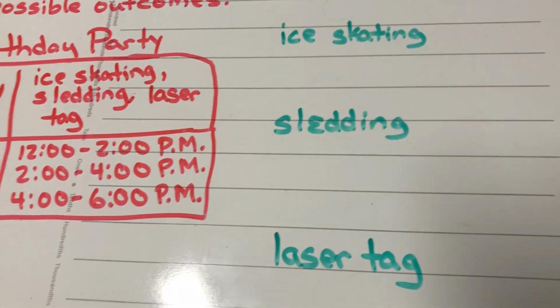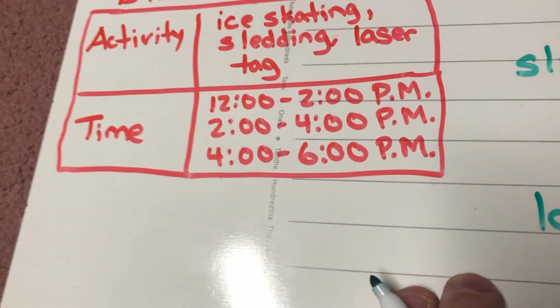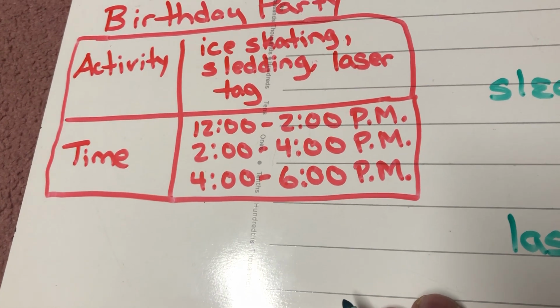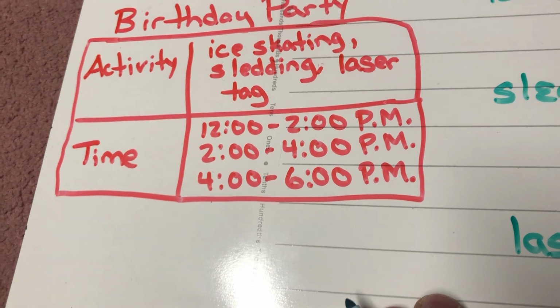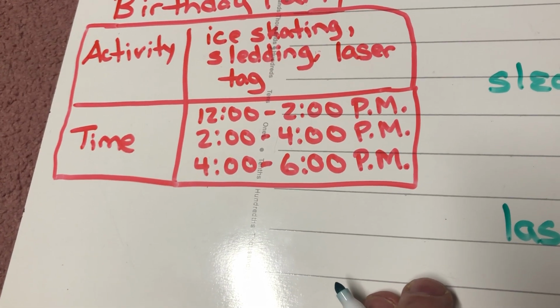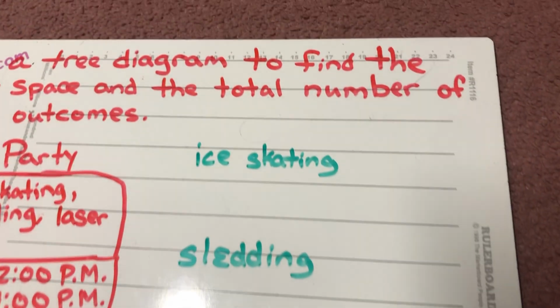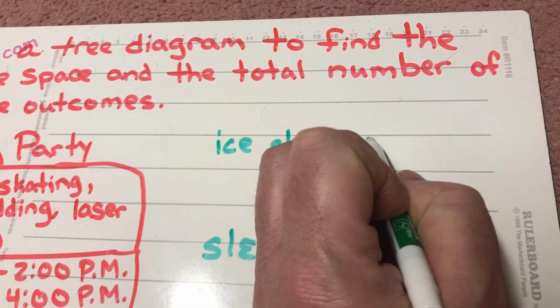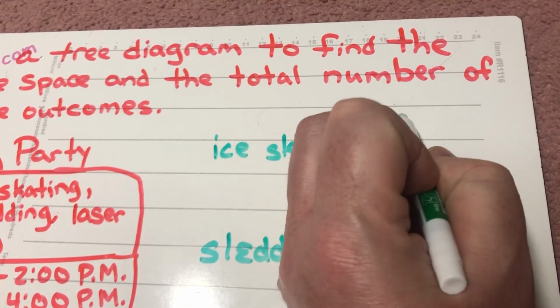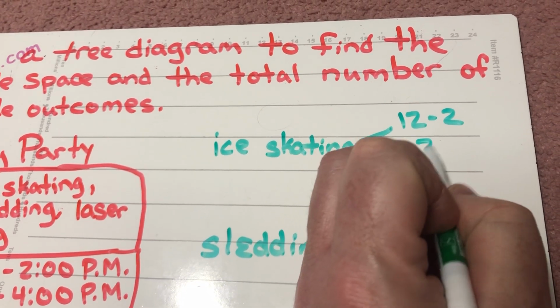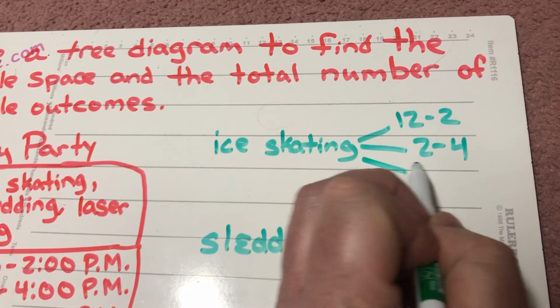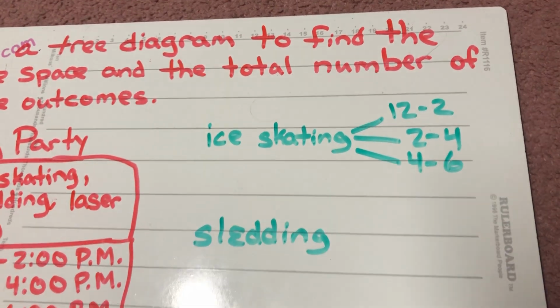Now, with each of these comes a possible time frame. You could do either one from either 12 o'clock to 2 o'clock p.m., from 2 o'clock to 4 o'clock p.m., or from 4 o'clock to 6 o'clock p.m. So I come over here, ice skating. Well, I could do ice skating from 12 to 2. I could do ice skating from 2 to 4. I could do ice skating from 4 to 6.